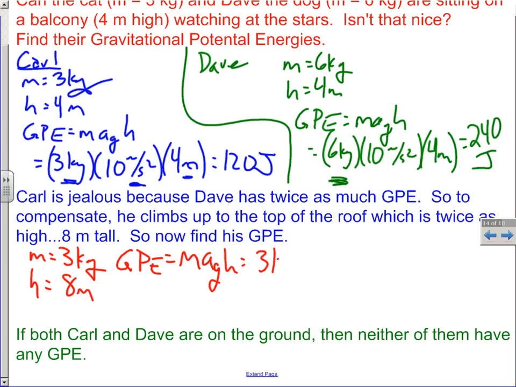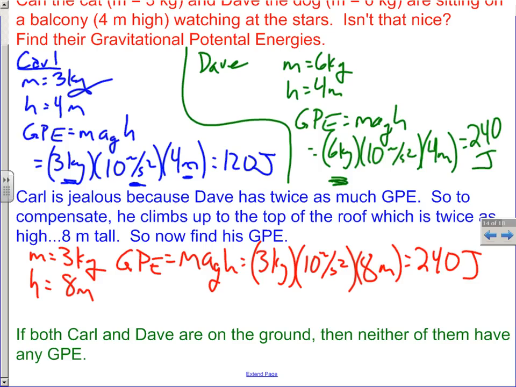So his mass is 3 kilograms. Acceleration of gravity is 10 meters per second squared. Again, don't worry about the negative. Times 8 meters, and it gives you 240 joules. So here it turns out that the GPE is proportional to the height. Here we doubled our height and got double the GPE.